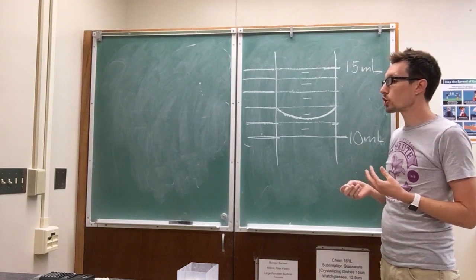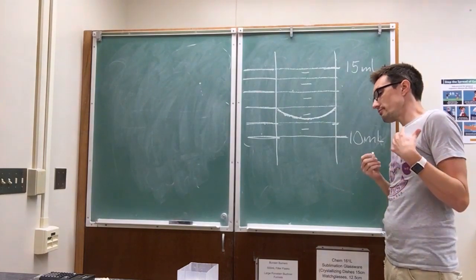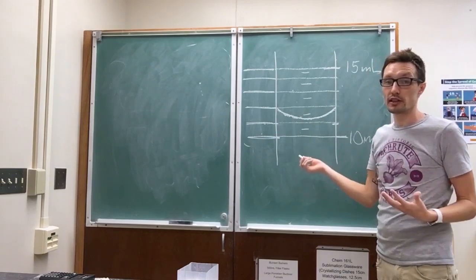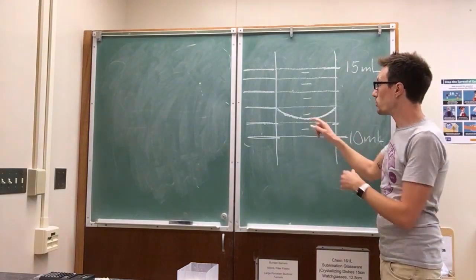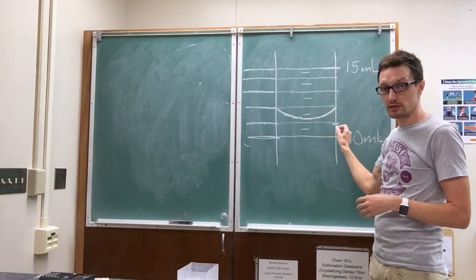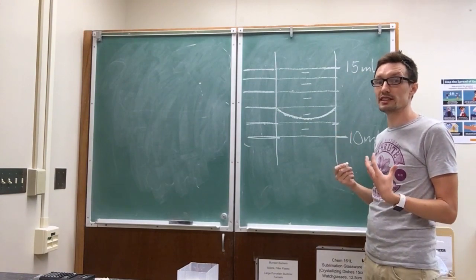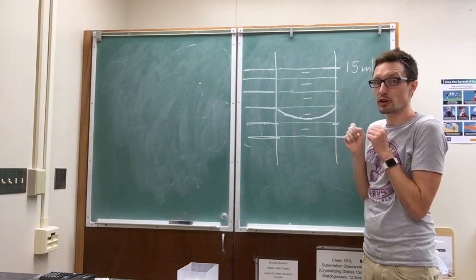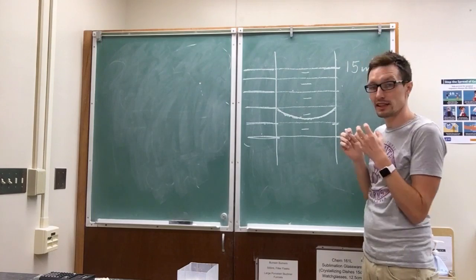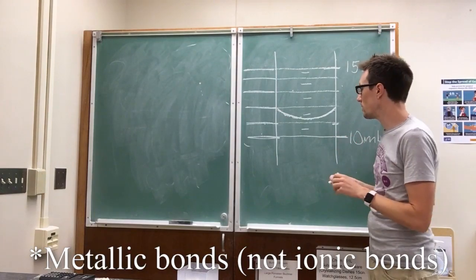If this were mercury, liquid mercury at room temperature, you would actually have the opposite. You would have a bubble, right? Because the mercury is not attracted to the glass, so it's trying to repel from the glass, but still has bonds with itself.